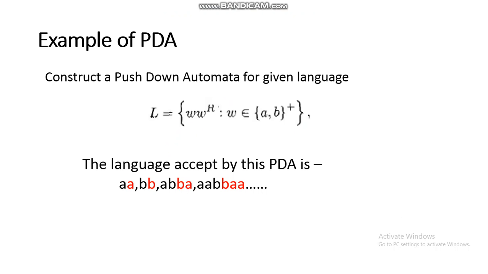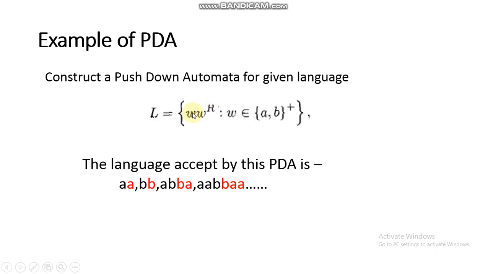given language. Suppose we have a language L equals {W W reverse | W belongs to {a, b}+}, meaning W does not contain a null value. W is a combination of a and b, meaning W can contain any combination of a and b, either symbol a, either symbol b, or any combination of a and b. So we have to construct the pushdown automata for the language W W reverse.